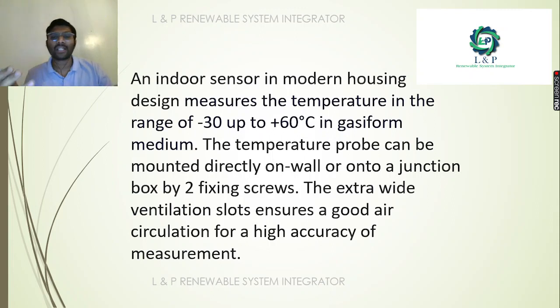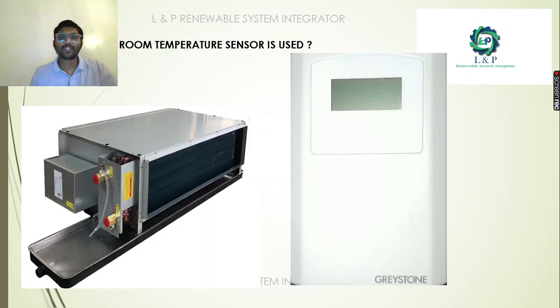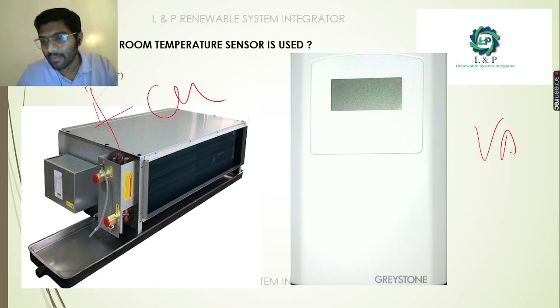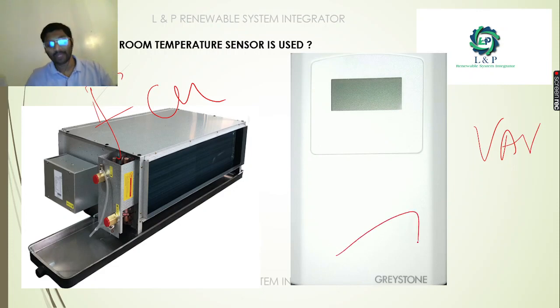It is an indoor sensor which is used to measure the temperature in the range from minus 32 to plus 60 degrees Celsius. We can use it in gas forms. Most importantly, we mount these temperature sensors on the walls using junction boxes, with fixing screws. And, for example, if you are going to control any fan coil units or sometimes variable air volume units, you can use these room temperature sensors.